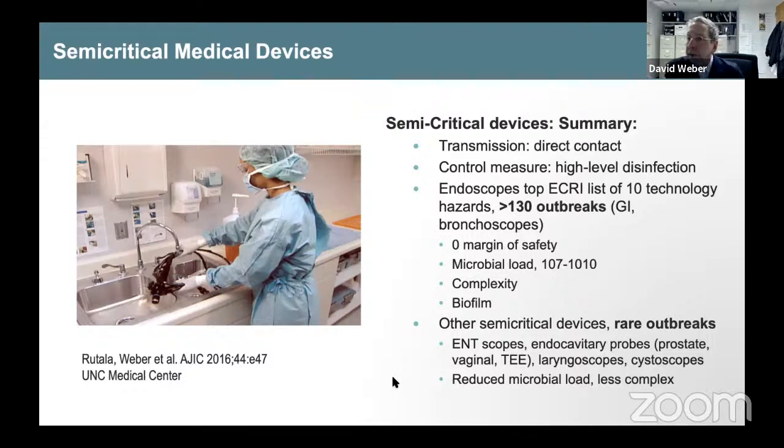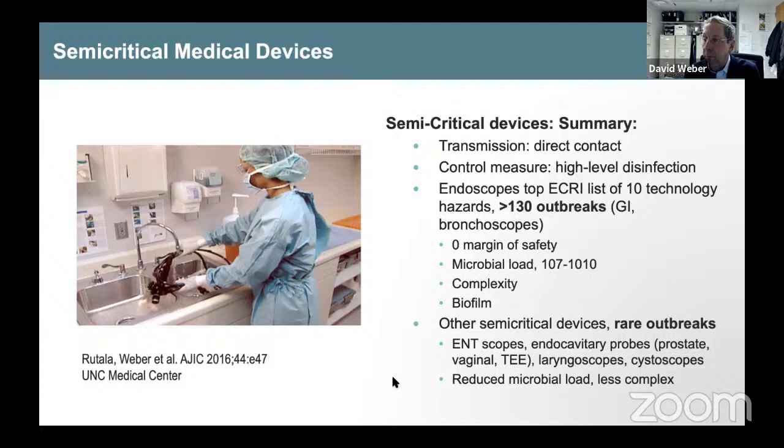Well, let's go on and talk about semi-critical medical devices. Transmission again is direct by touching the patient. This is an example of cleaning an endoscope used to look into the bowel. It's high-level disinfected. Endoscopes are the most dangerous medical devices we use in terms of failures of disinfection, with more than 130 outbreaks.